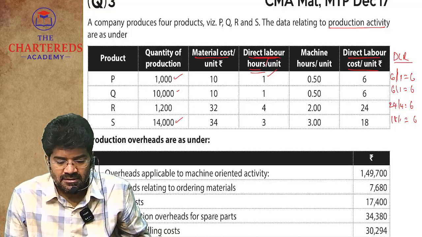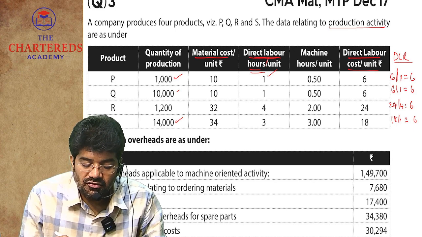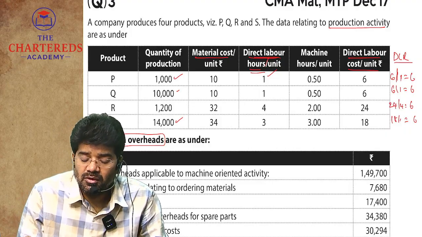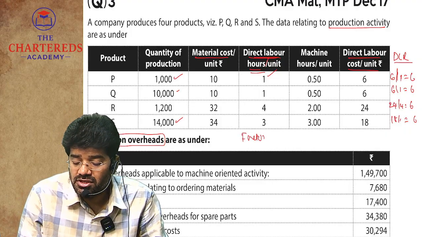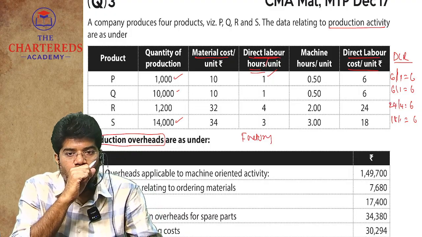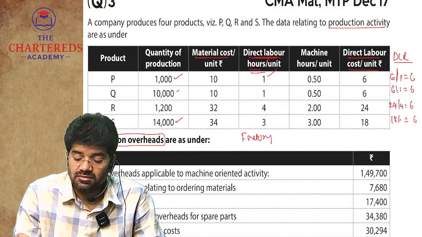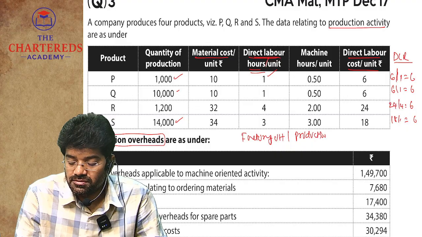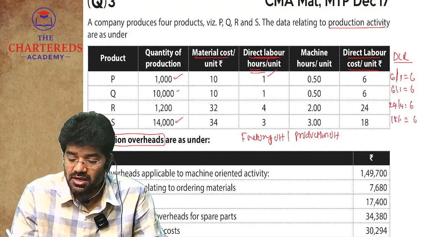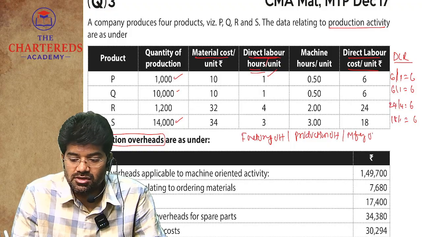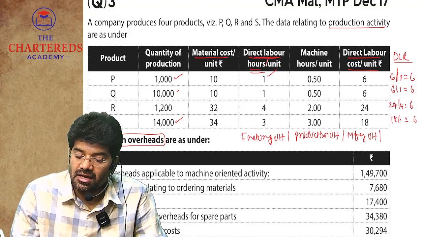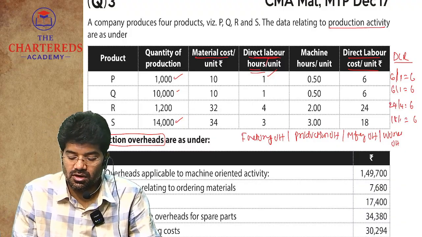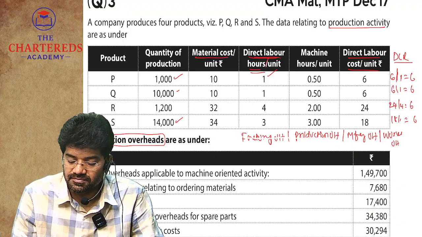Now they are giving about factory overheads or production overheads. We can call it factory overheads, production overheads, manufacturing overheads, and works overheads. Overall, four names they can use.